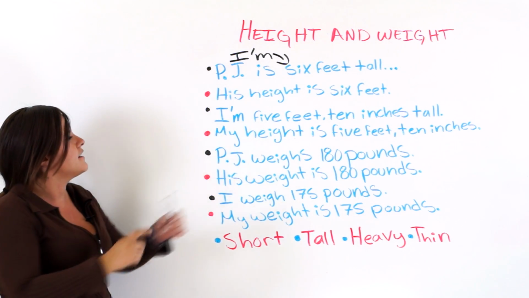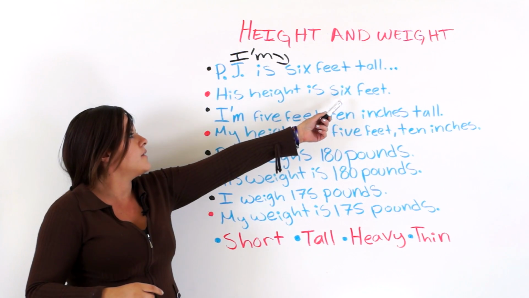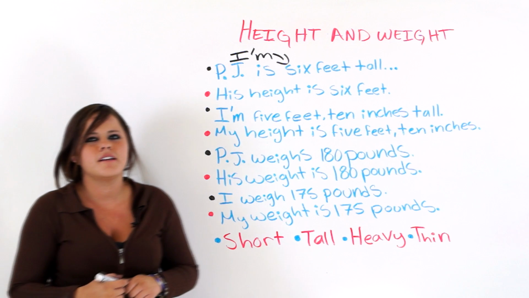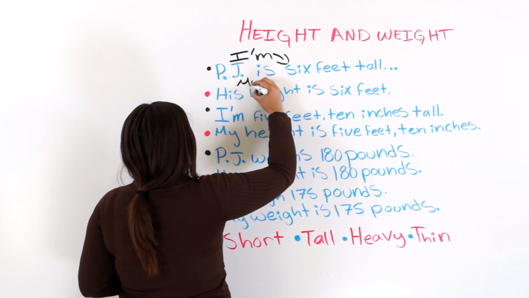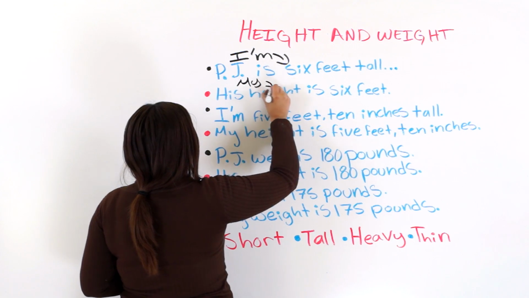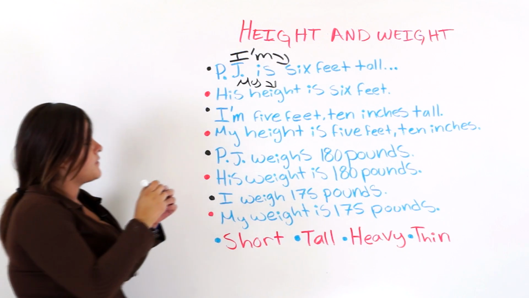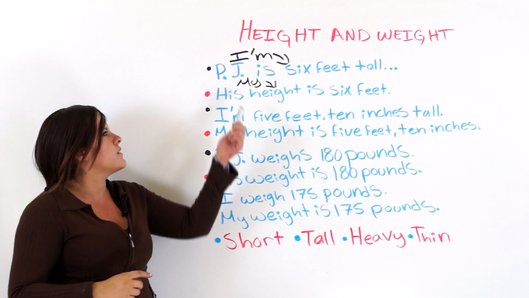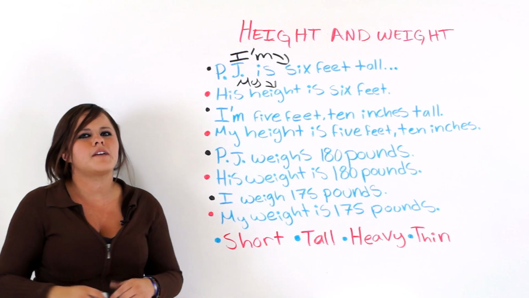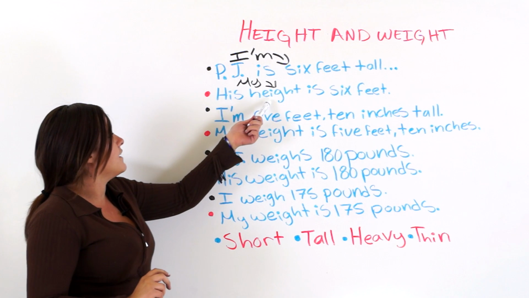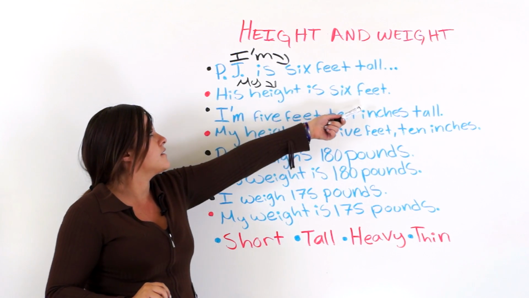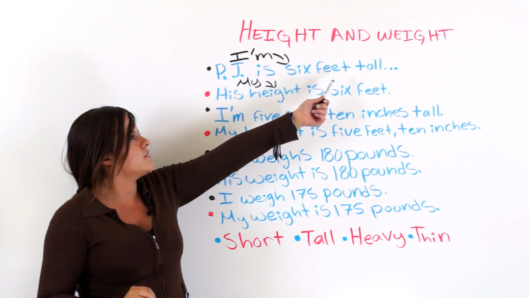Okay, his height is 6 feet. If you ask him, what's your height? He's going to say, my height is 6 feet. But right here, we're using a possessive adjective because we're speaking about somebody else, okay? His height is 6 feet. PJ is 6 feet tall.